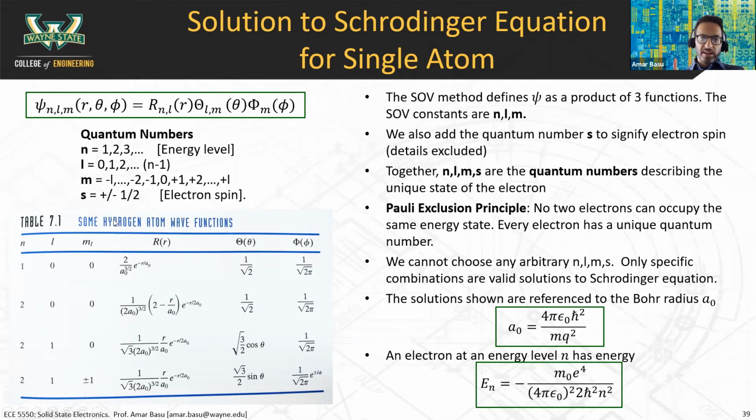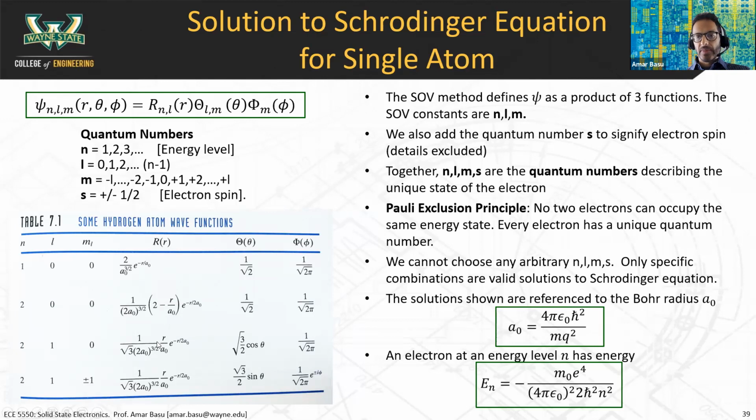Electrons can have a spin up or spin down. Again, we don't have the time to get into all the details of that. What it does mean is that for each one of these wave functions that you see here, for each combination of n, l, and m, 2 electrons can exist at each one of these rows, each one of these different wave functions. 1 electron is spin up and 1 electron is spin down.